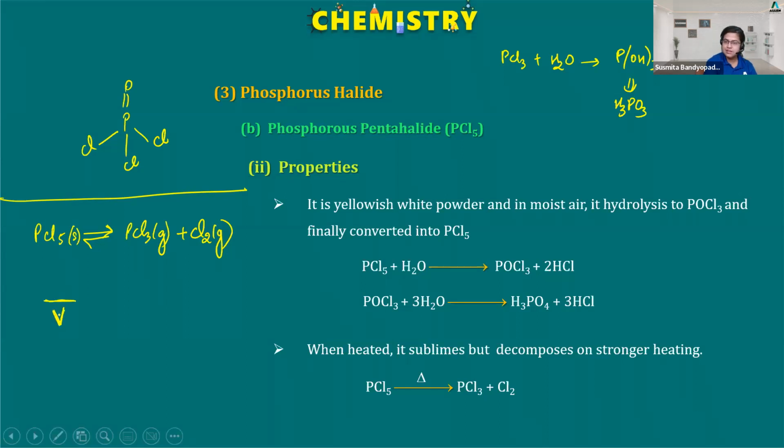So when V increases, N should also increase so that the N by V ratio remains unchanged. So the reaction should move in a direction where the gaseous moles are increasing. Yes, Vaidehi, forward. So if N should increase, the reaction should move in a direction where the gaseous moles are increasing. Forward. Very good.